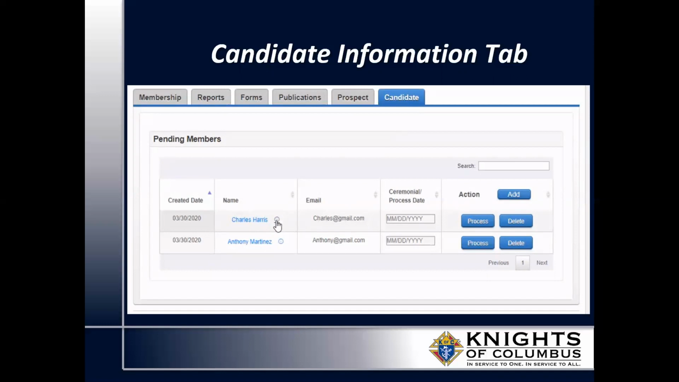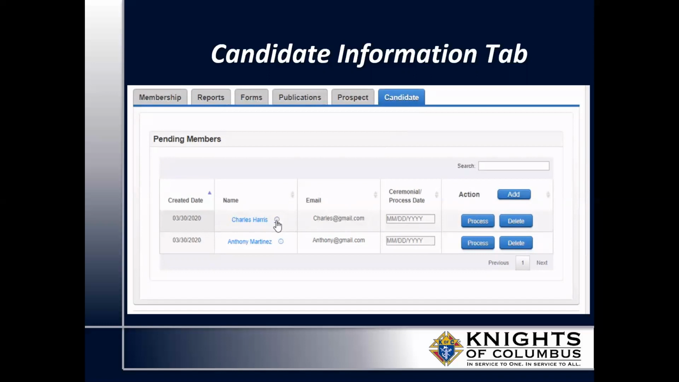So if you need to make any changes, say something changed or you entered some information incorrectly, all you need to do is click on the name itself, and the information that you had from the box before will appear on the screen. And you just go and enter any new information, and then click the Save tab again. It'll tell you that the information has been saved.